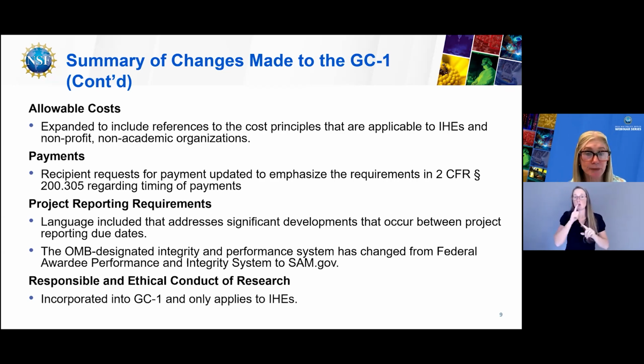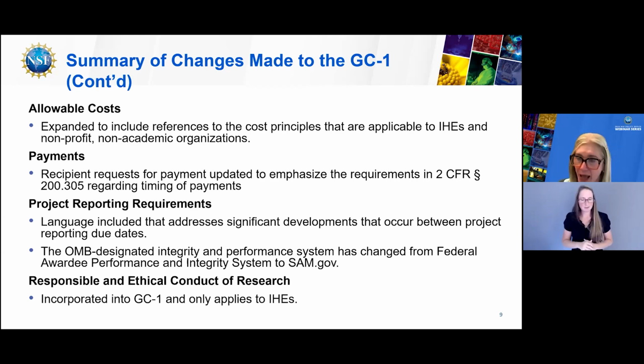Project reporting requirements. As I've already mentioned before, there is new language that addresses the significant developments that occur between project reporting due dates. And in addition, in multiple spots of this document, because the old 2 CFR referred to FAPIIS, the Federal Awardee Performance and Integrity Information System, it is now the Federal Awardee Performance and Integrity in SAM.gov. And SAM.gov is where all of this information is now housed. So we had to make appropriate changes in terminology in multiple places in the terms and conditions to address that.